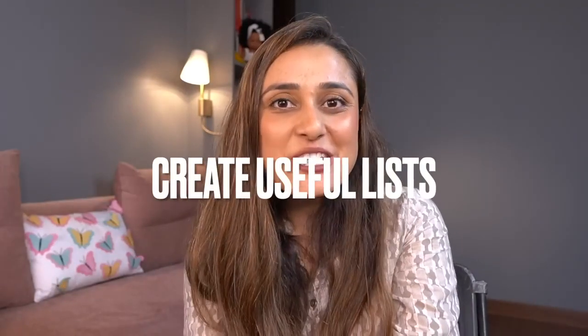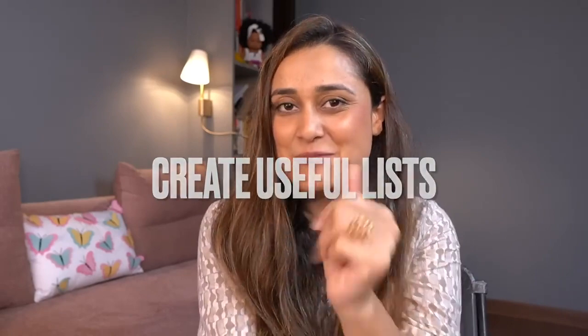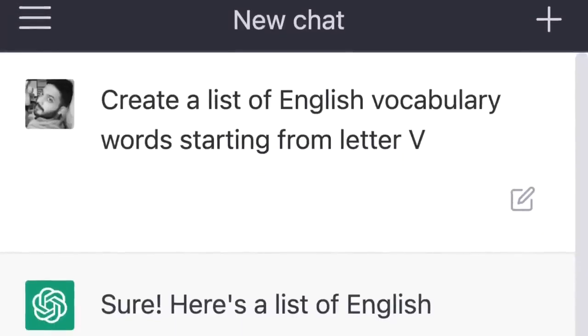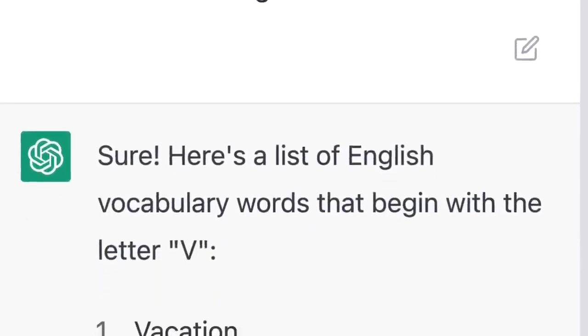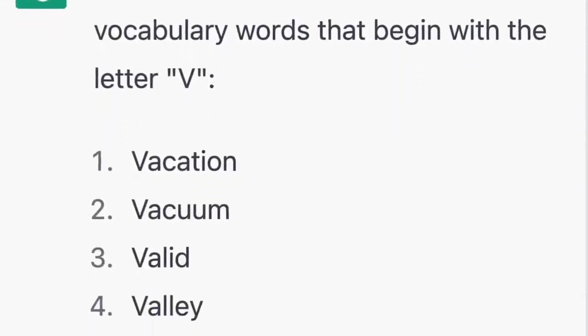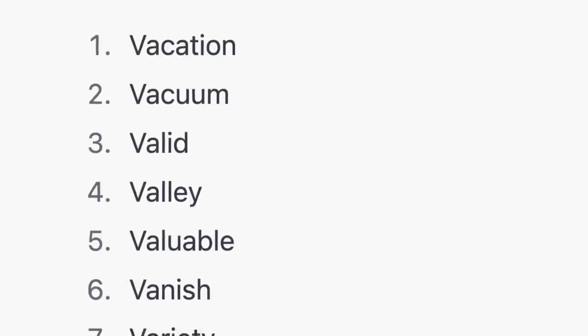You can use ChatGPT to develop lists. Let me give you a few examples. Something like, develop a list for me of words starting with the letter V in English. Or maybe something like, develop a list of commonly used English idioms for day-to-day use.